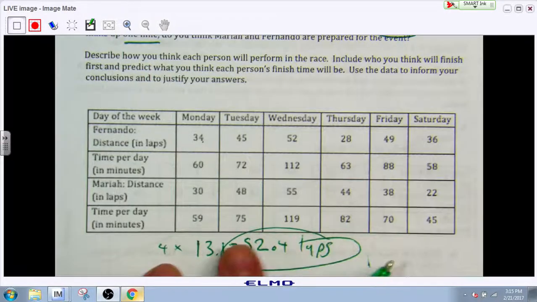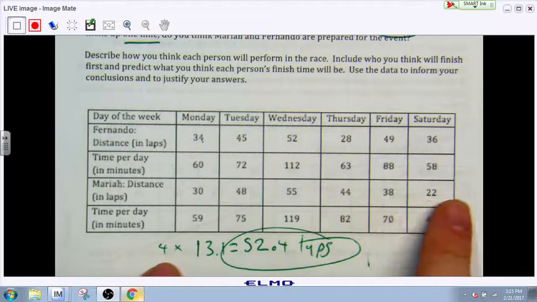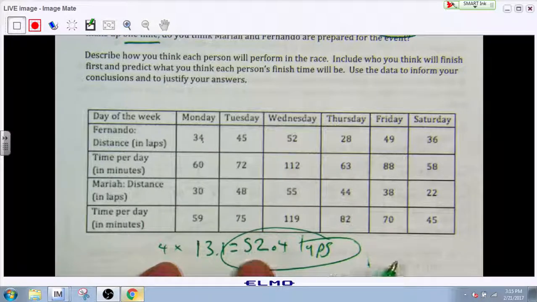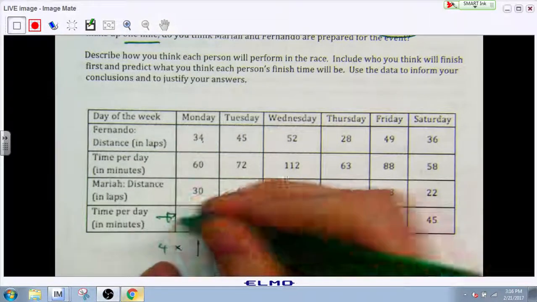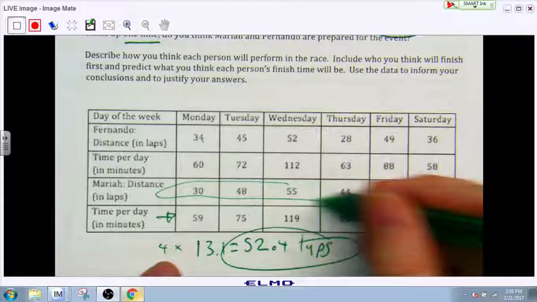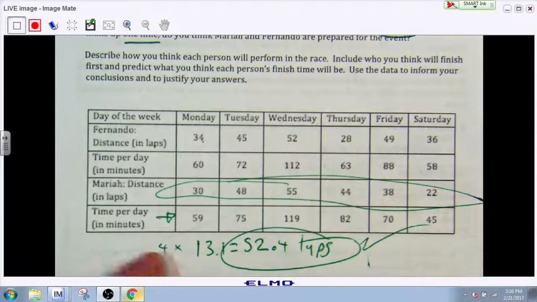All right? So looking at this, we can try to figure out if they can do it. When I look at this, are they prepared for this event? Knowing that they have to run 52.4 laps, are they ready? You're going to have to make your answer based on that and justify it. Now keep in mind, what is it asking for? Can they do it? Do we care about how much time it takes them, or do we just care if they can actually hit 52.4?